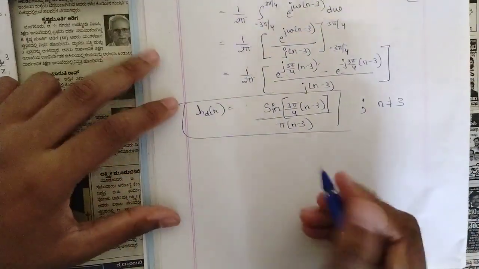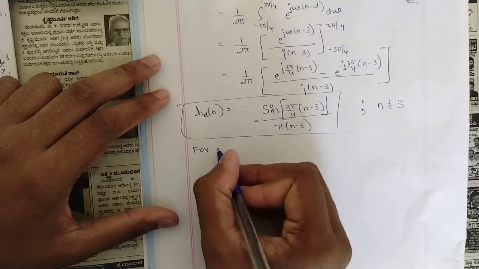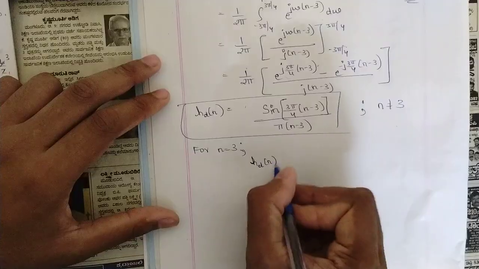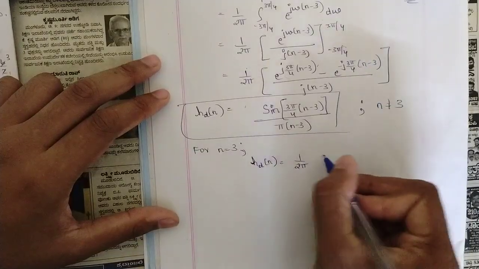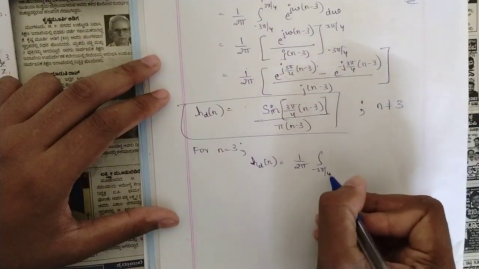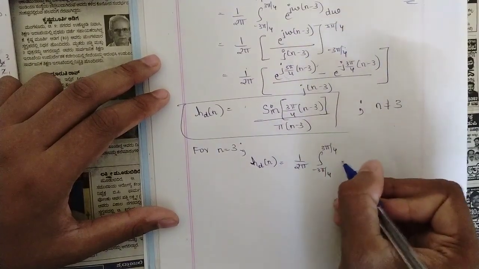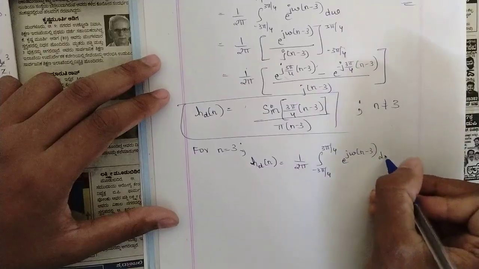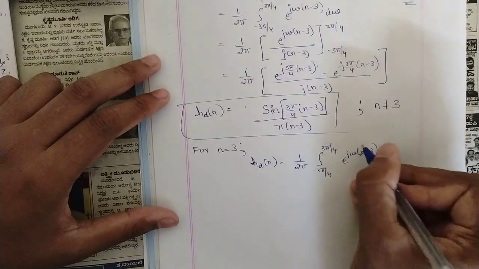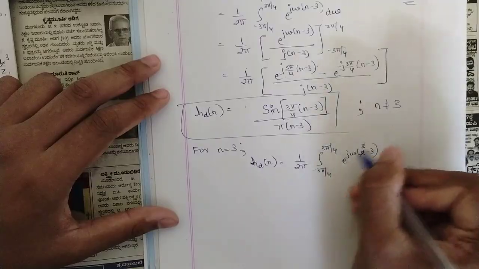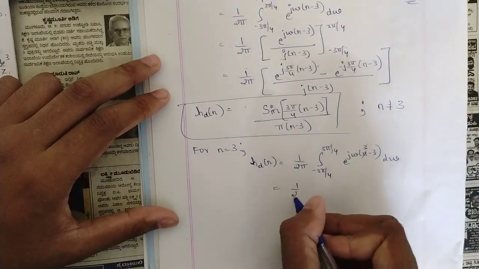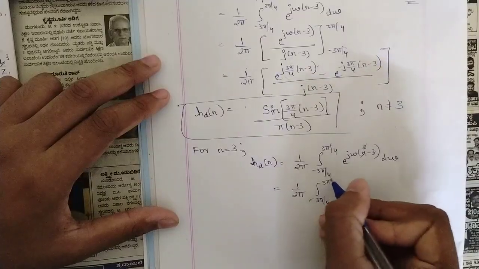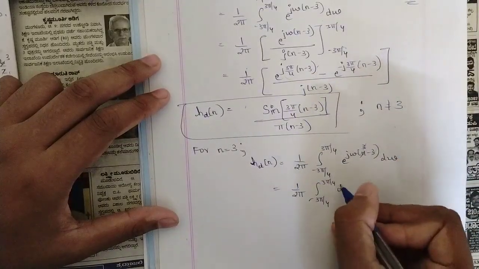Similarly solve for n equal to 3, that is hd of n equals 1 by 2 pi, limits from minus 3 pi by 4 up to 3 pi by 4, e power j omega into (n minus 3), d omega. Substitute the value of n as 3, so this would be 3 minus 3 is 0, and e power 0 is 1. So 1 by 2 pi, we are left with the integral from minus 3 pi by 4 up to 3 pi by 4 of d omega.